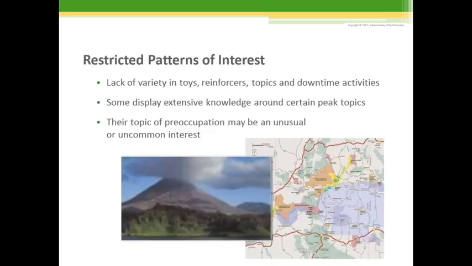And so as we continue down this line of thinking about social communication and how this overlaps with behavior regulation problems, we also see problems in terms of the restricted patterns of interest that many individuals with autism display. And so there may be a lack of variety in the kinds of toys or activities or topics of discussion, or downtime activities that some have interest in.